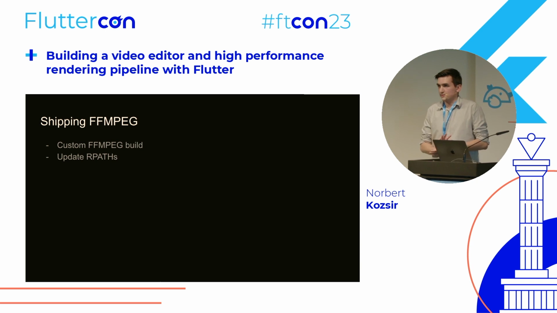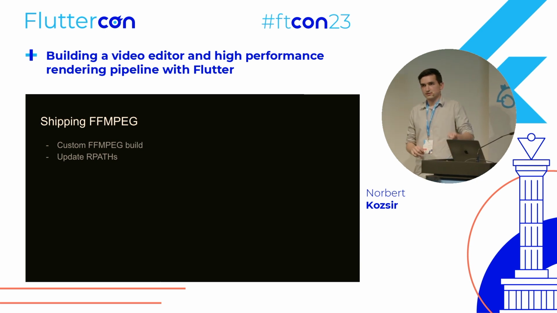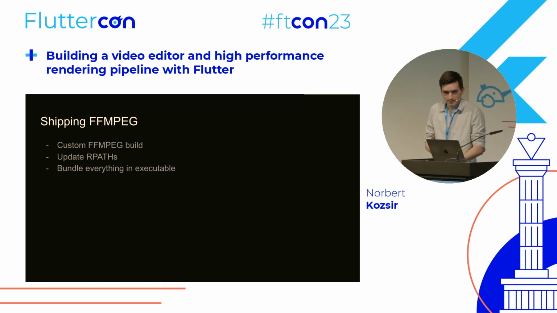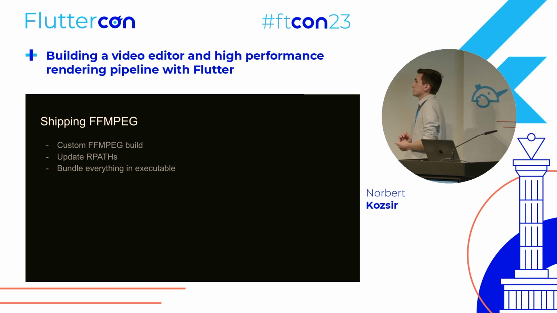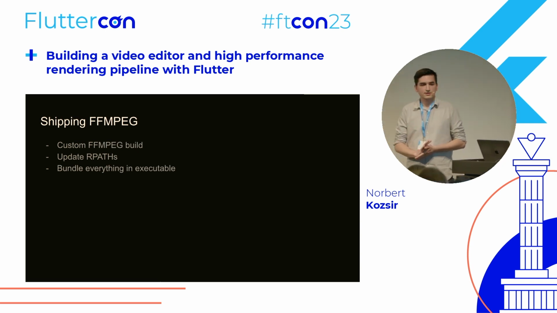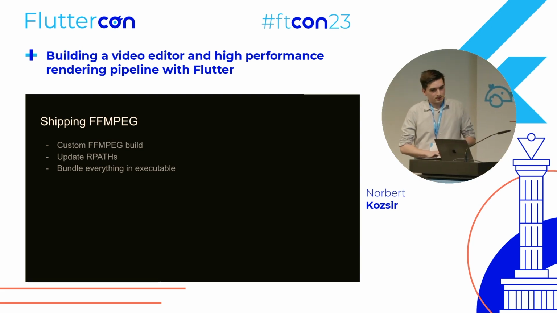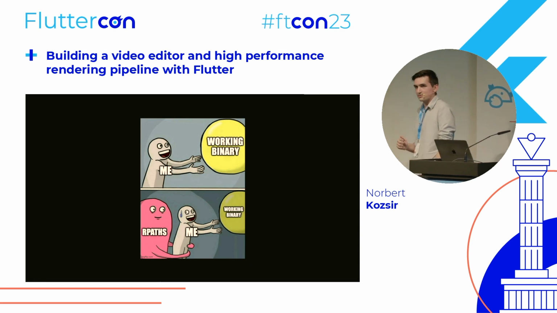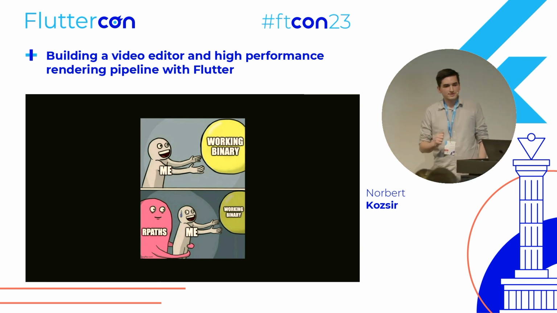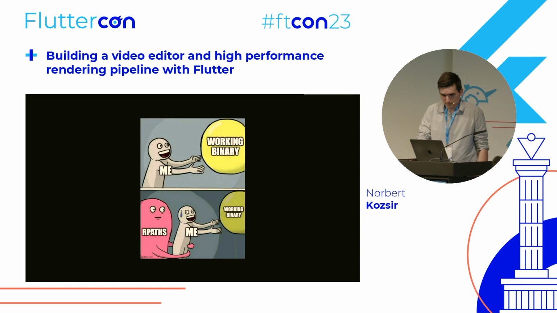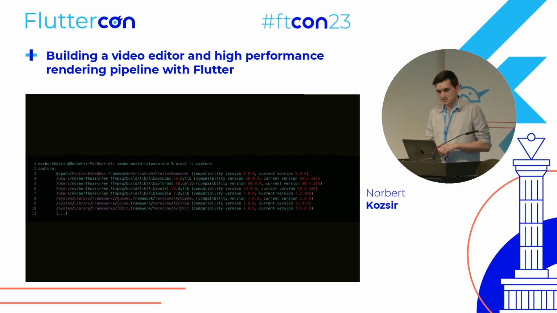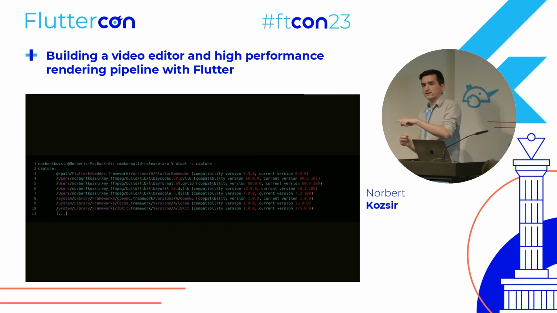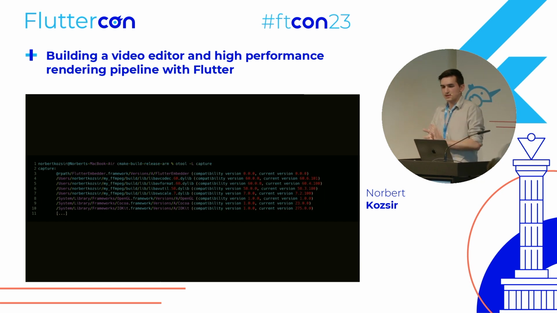I needed to update the rpaths. Looks innocent enough, but this one was a real pain. And bundle everything up in an executable, put it in the right places, configure the paths correctly, make sure everything can be found, and at the end sign, and so on. So the thing with rpaths is that dynamic libraries or executables on macOS have them, and they basically point to the things they depend on. So you have this dynamic library, and it says, okay, I depend on these other dynamic libraries. And if you see, my name is in there.